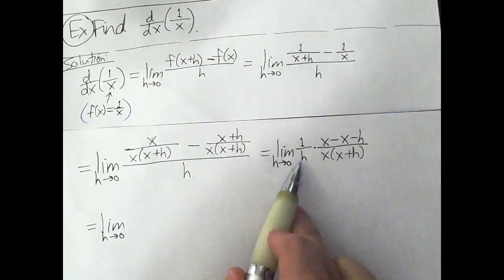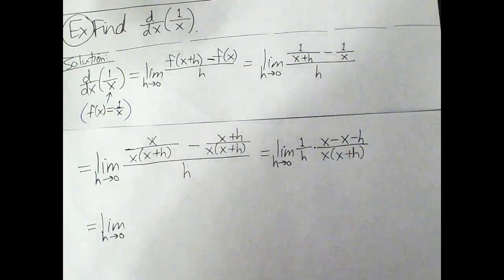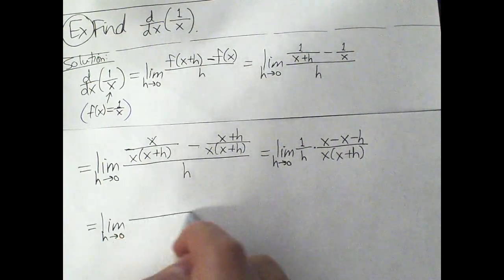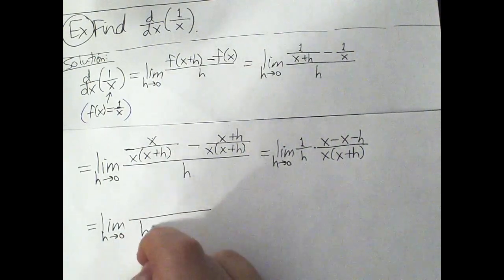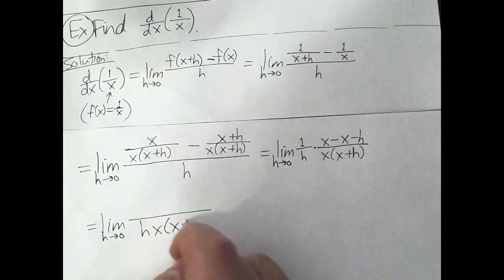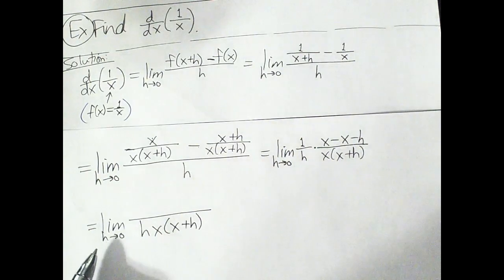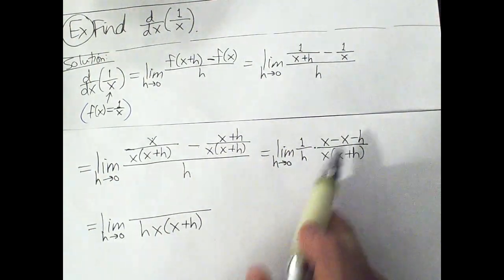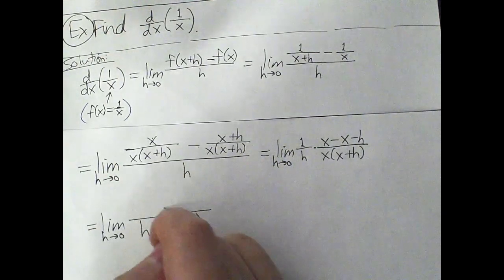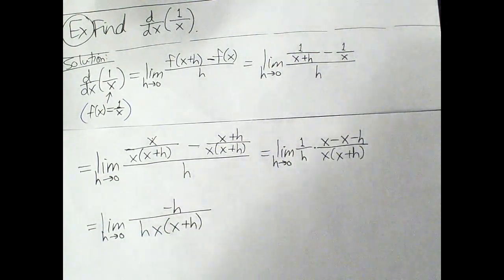Right now, I have a fraction times a fraction. We're mostly just doing algebra, aren't we? It feels like that's all we're doing today is algebra. Let's make it one fraction. h times x times x plus h. And then what's up top? x minus x is gone. All that we're left with up top is minus h.